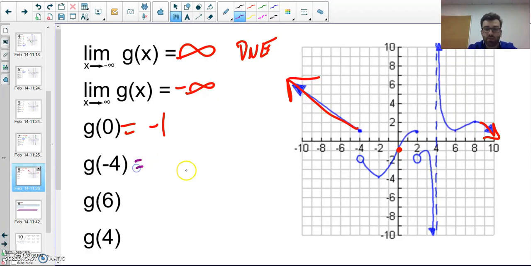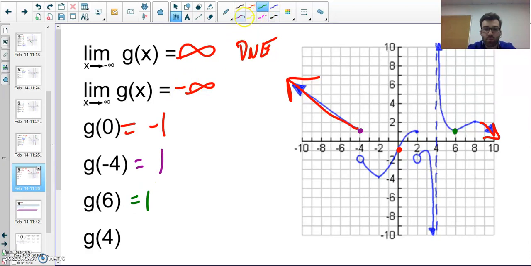Okay, G of -4. Go to -4. There's a hole down here, and there's an actual point, a coordinate right there. So I would say 1. Because of this hole, x does not equal -4 at this value. X equals -4 right here, at the point, not at the hole. All right, G of 6, the closed dot, that's 1 as well.